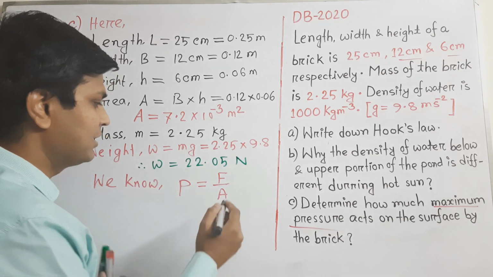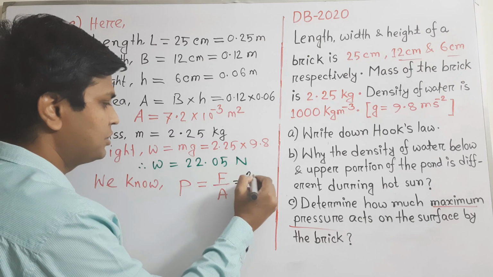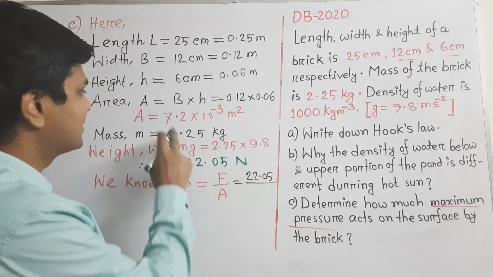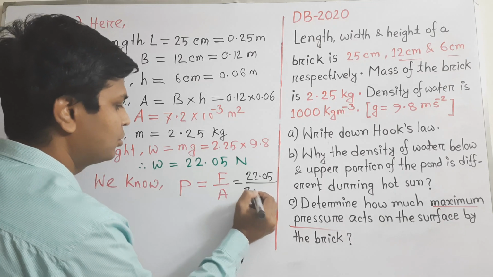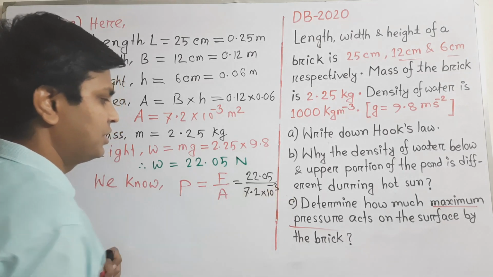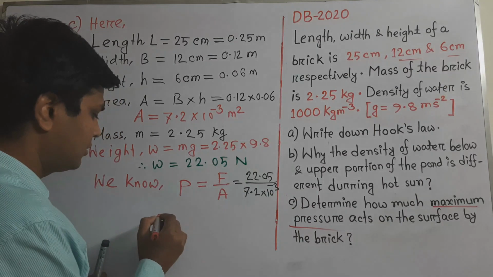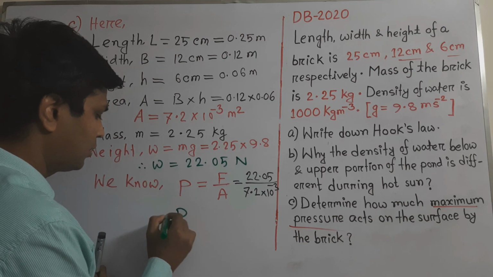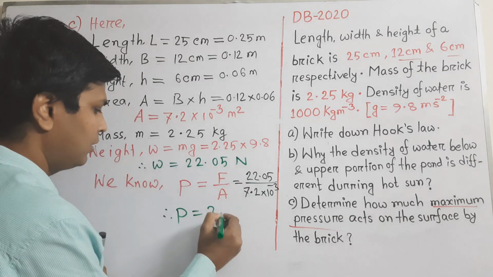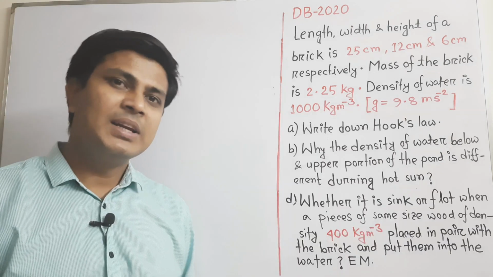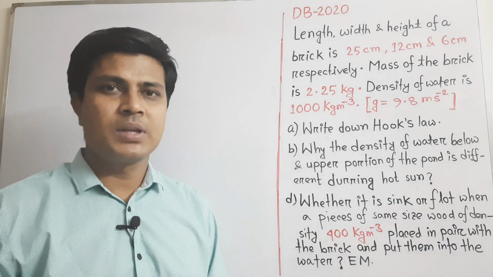The value of F is 22.05 and area is 7.2 into 10 to the power minus 3. We will get pressure P equals to 3062.5. Let's see the creative question.